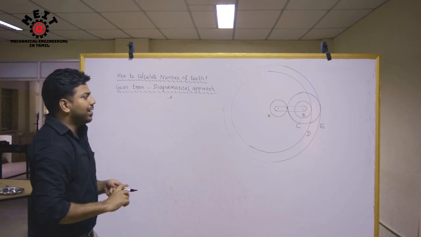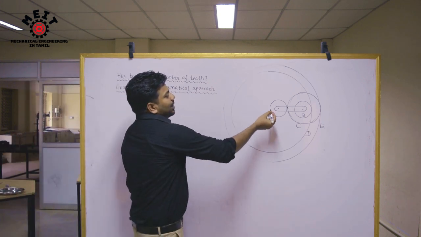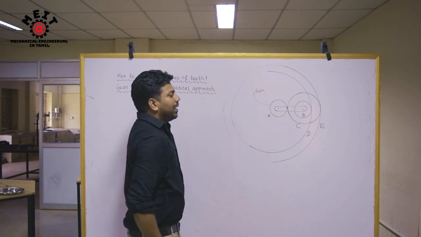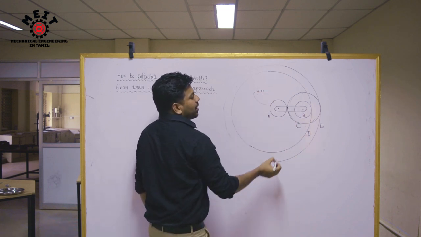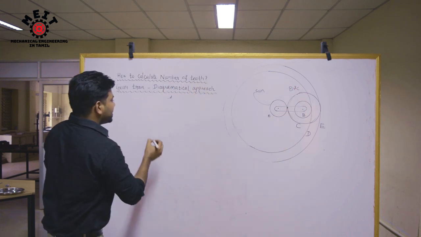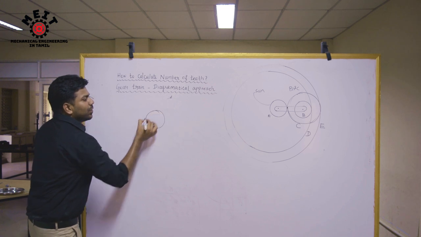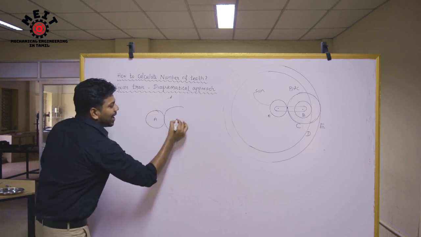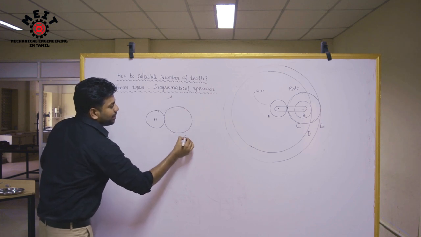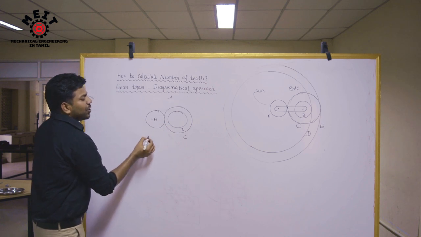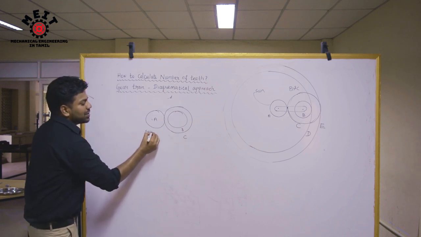Now come to the real case problem. Here there is a sun gear named A, and there is a compound gear B and C. Initially, in the center there is a gear, that is A, and another gear meshing with A is C, and C and B are compound gears. The gear in the center is named A, the sun gear.